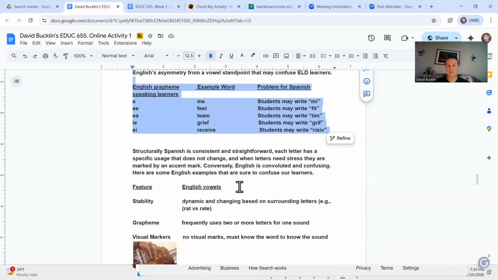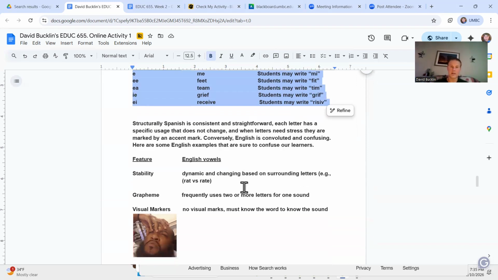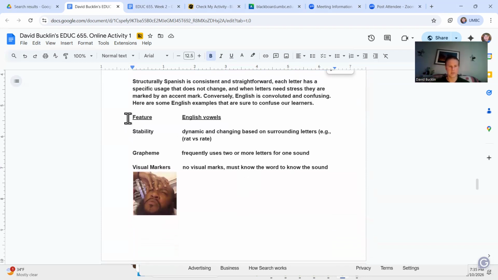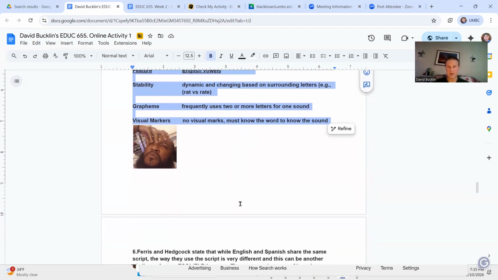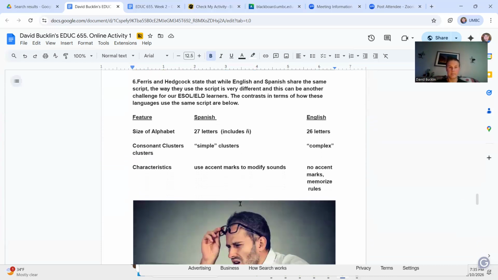Again, structurally, Spanish is consistent and straightforward. Each letter has a specific usage that does not change. English is convoluted, and here are some more examples of that. From a stability, grapheme, and visual marker standpoint, you can see where English vowels are convoluted and Spanish vowels are very logical. This guy's frustrated with it, as our ELD learners must be as well.